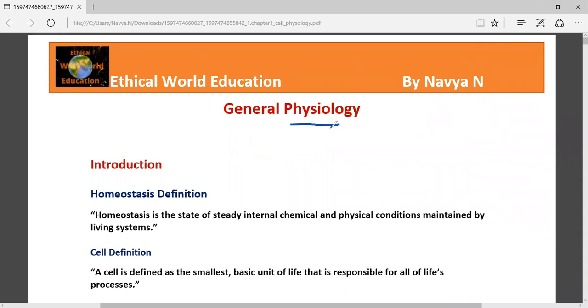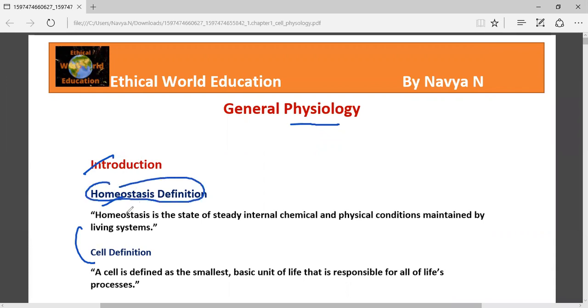This is for the second year students of the paramedical. In this video, I'll be taking a class for the first chapter, that is the introduction. This tells about the homeostasis definitions, and also we'll study about the cell structure. So let us know what is this homeostasis definition.